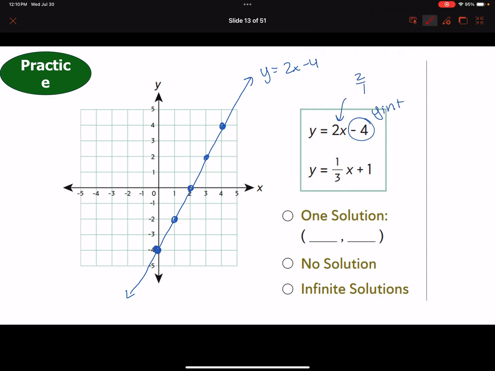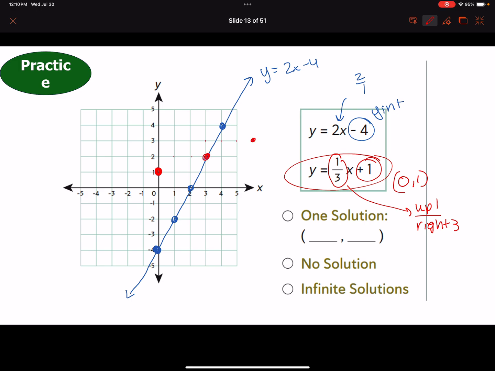Then I'm going to go the other way. So I've got this other equation here starting at positive 1. So (0, 1) is my y-intercept. I'm going to put my point here. Then my slope is 1/3. So that means up 1, right 3. Up 1, right 1, 2, 3.